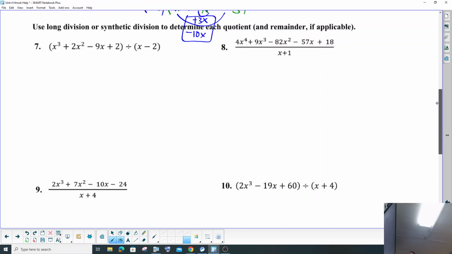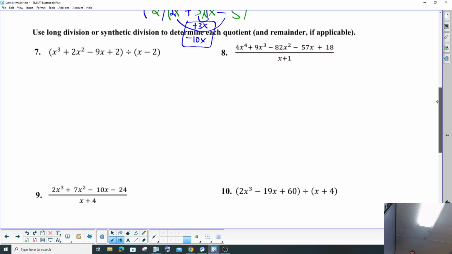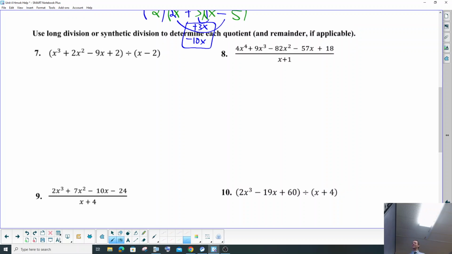Okay, long division or synthetic division, right? I personally like synthetic division, but let's do one more long division to make sure you know how to do it. So what about number 7? Could you do long division? Do you remember how to do long division, right? So I'm going to show you both. So we go x minus 2 into x cubed plus 2x squared minus 9x plus 2.